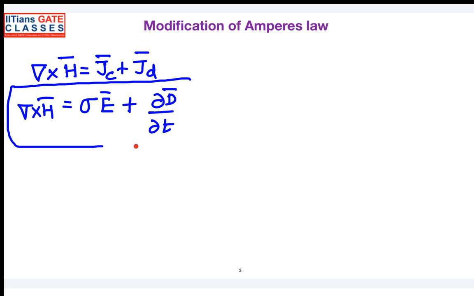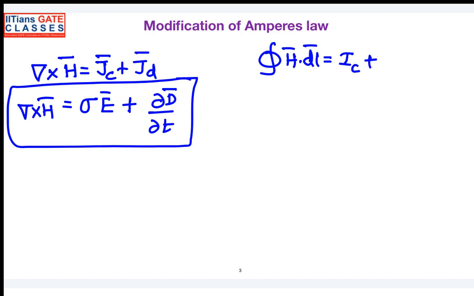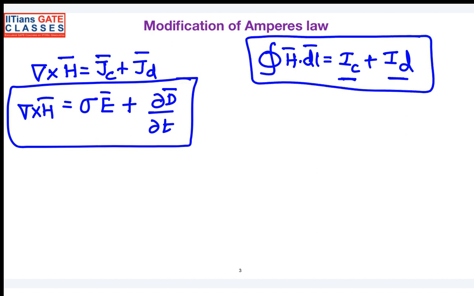Similarly, if we see it in integral form, for static fields what you had was integral H dot dl equal to I. Now the same equation can be modified by adding another displacement term. So this is called the conduction current, and this is the displacement current. Any questions here? Otherwise, let me give one more example for this also.